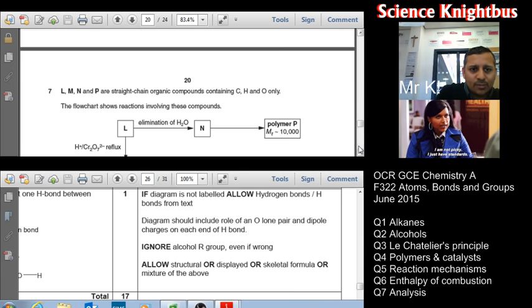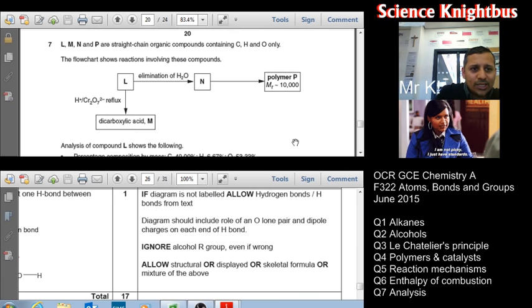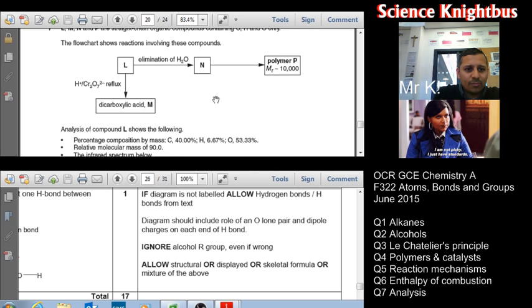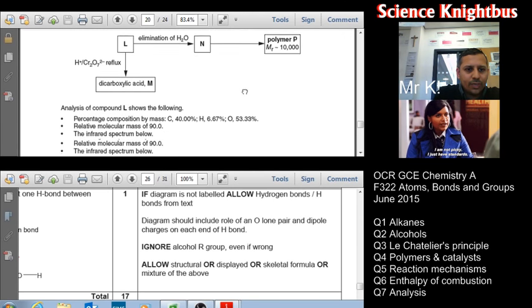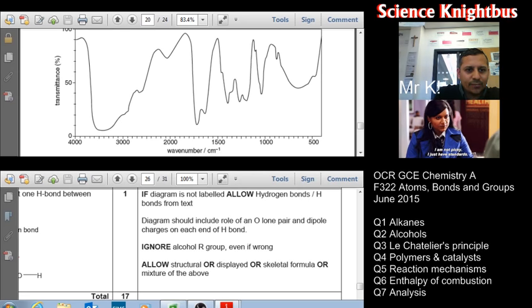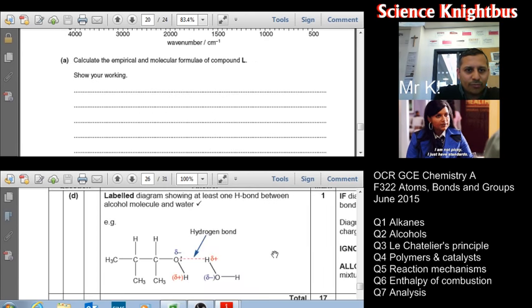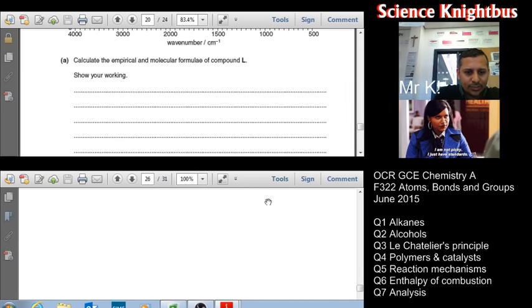Another blank page. We love blank pages. Okay, right. So final question is an analysis. So the flowcharts show reactions involving these compounds, and you've got your different percentage masses. Now there's a big giveaway, a broad spectrum there. The empirical molecular formula for compound L. Let's just see what the answers say.